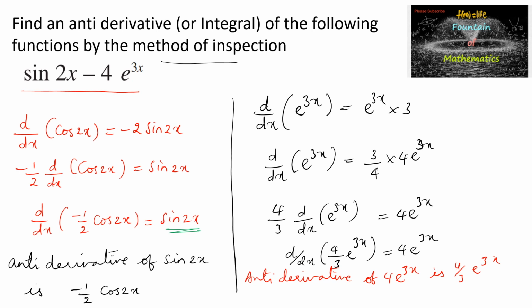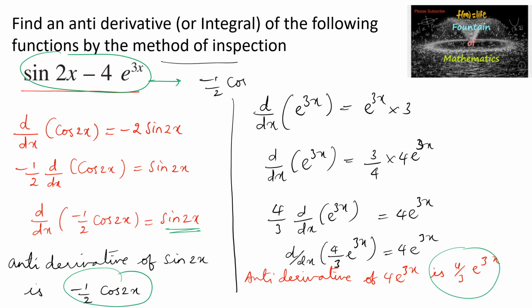So from both of these we can consider that the antiderivative of the given function is minus 1 by 2 cos 2x minus 4 by 3 e to the power 3x. So minus 1 by 2 cos 2x minus 4 by 3 e power 3x is the answer.